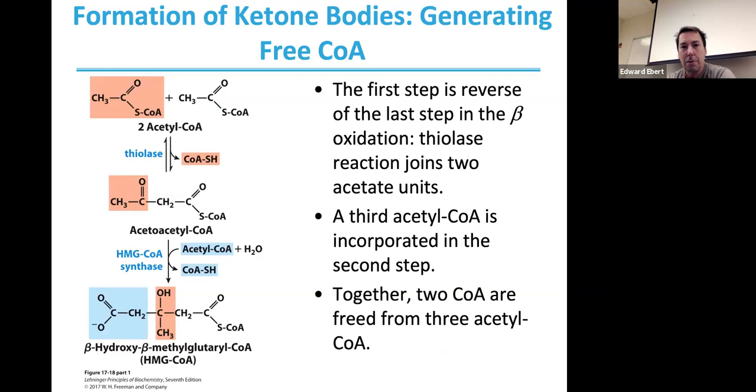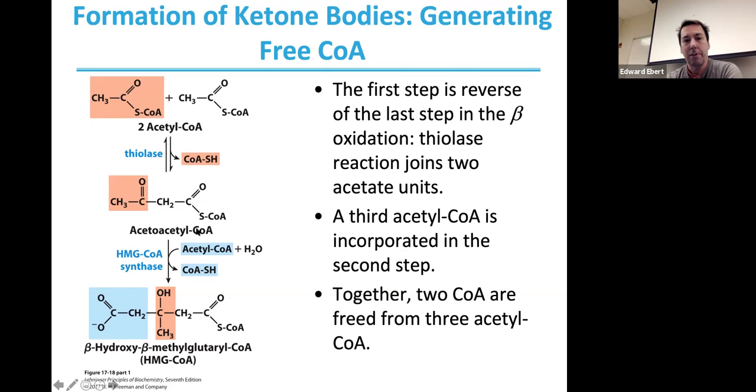Do I want to talk about this? Yeah, we'll get there. Okay. So how do we form these? All right. So if we look at our acetyl-CoA that we have here, we can actually take two acetyl-CoAs and combine the acyl group from one with the acyl group on the other to make this acetoacetyl-CoA.